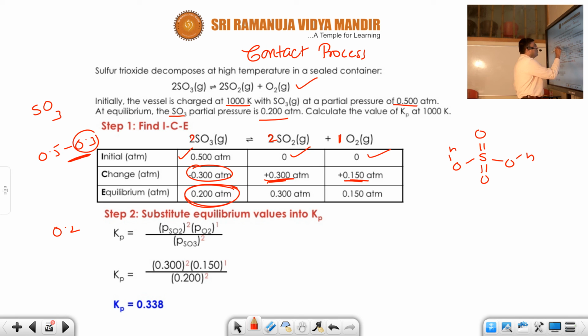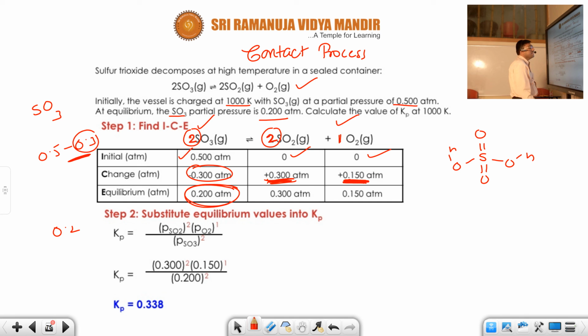This is already 2 moles. That's why 0.3. For the one with coefficient 1, it is half. That will be 0.150. Very, very important. These molar ratios are important because here 2 moles are there, 2 moles will be formed. That means 0.3 moles is dissociated, 0.3 will be formed. But here only 0.15 will be formed.